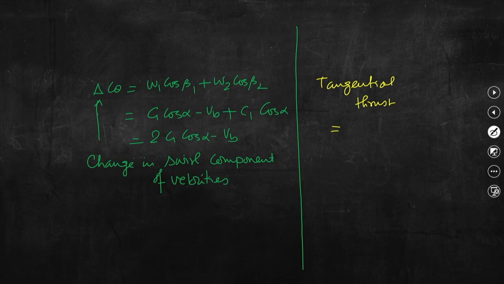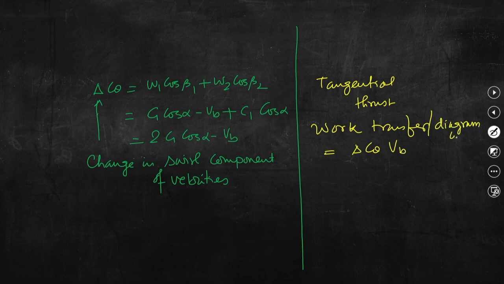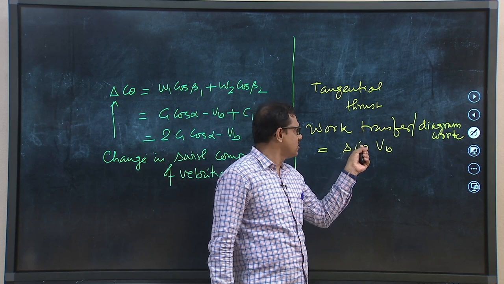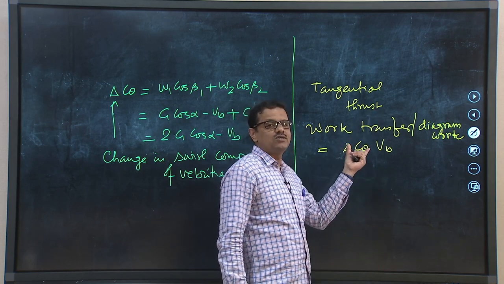So, from there we also can calculate what would be the work transfer or diagram work. Basically the work transfer is equal to delta C theta into VB, right. So, this is work transfer or blade or diagram work. Now, we are getting this work transfer per unit mass of the steam flow rate. So, basically tangential thrust into VB is the work transfer or diagram work, and tangential thrust is delta C theta into mass flow rate of steam.